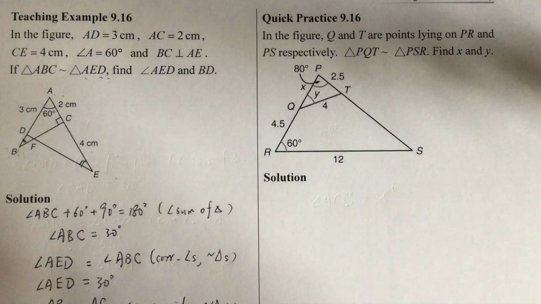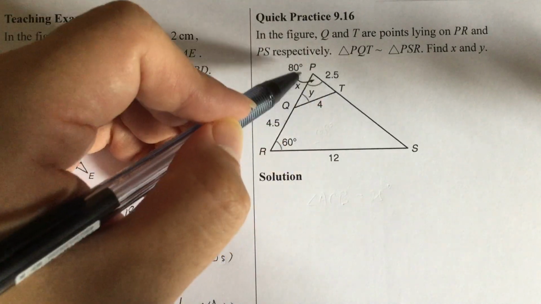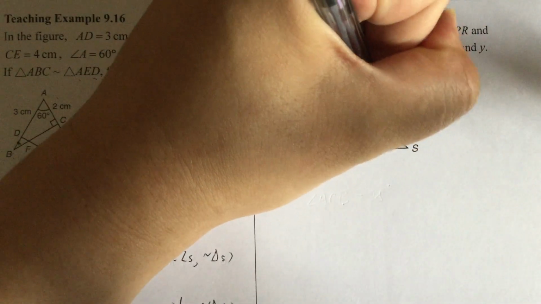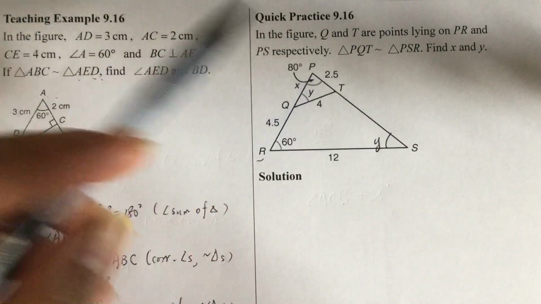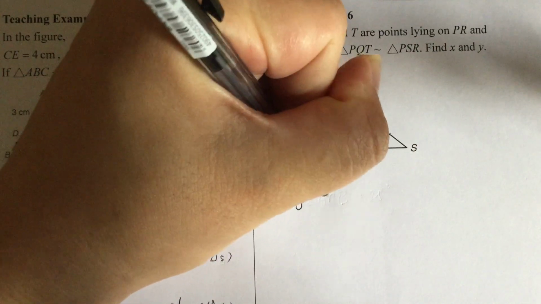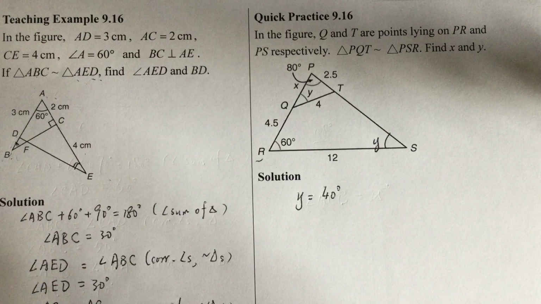So for unknown y, I think that is much easier for you to understand because angle PQT is equal to angle PSR, so this is also y. We will use the corresponding angle to find it here and use the angle sum of triangle. We know that y is equal to 40 degrees directly with the angle sum of triangle. This is not difficult for you to understand.